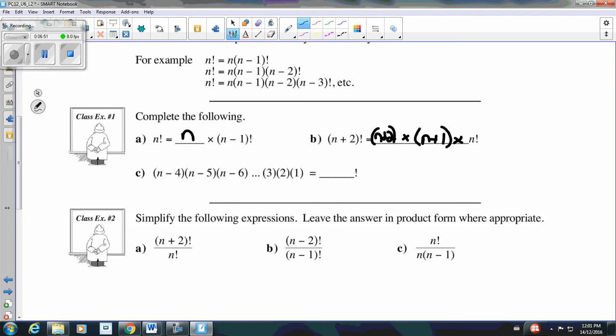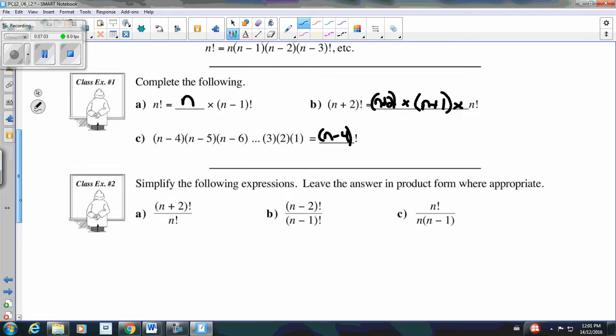Okay, and this one here, it has n minus 4 times n minus 5 times n minus 6 all the way down to 1, which means our largest number was n minus 4, and we multiplied by numbers that were decreasing by 1. So this is n minus 4 factorial.